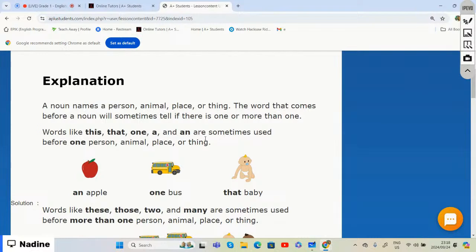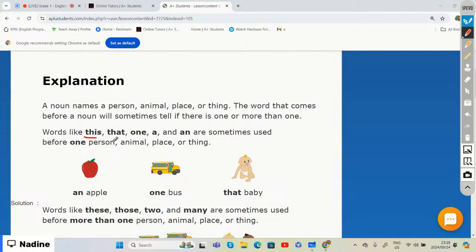So when it comes to singular and plural nouns, we can use words like this, that, one, a, or an. And we can use those words to refer to one person or one animal, one place, or one thing. So we add these words in front of, or just before, our noun that makes mention of one person, one animal, one place, or one thing.